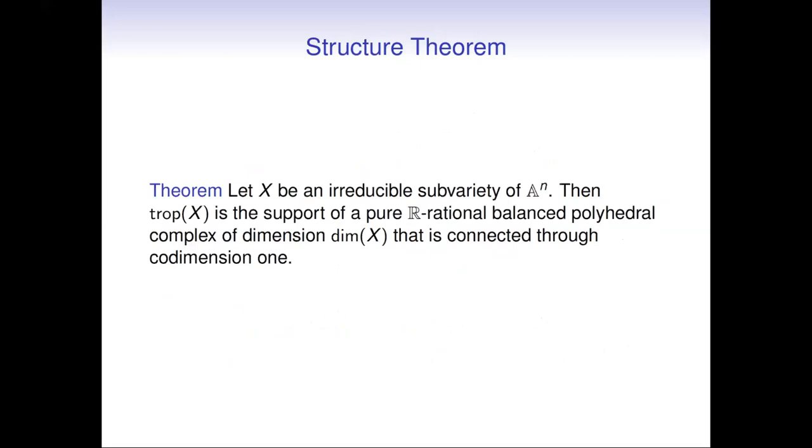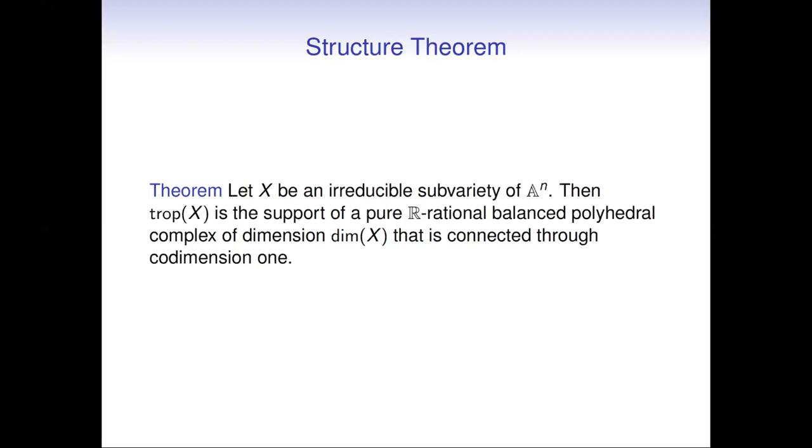Okay, so let's just state the theorem again. We have an irreducible subvariety X of affine space. Then trop X is the support of a pure rational balanced polyhedral complex, balanced with these multiplicities that we just talked about, of dimension the dimension of X, that is connected through codimension one. And so that's the structure theorem. We're saying that when we take this combinatorial shadow of my variety by taking the image under the valuation, I get this thing with a lot of structure.